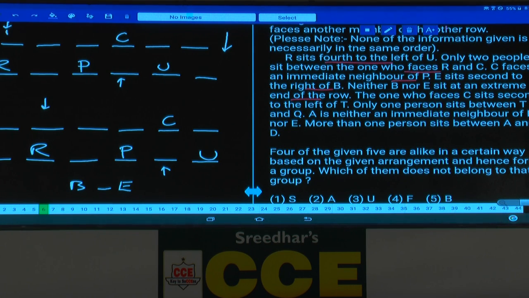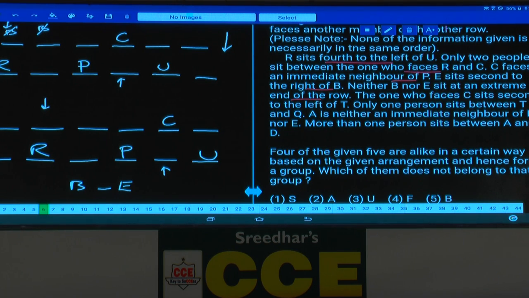Can B be here? B cannot be at this place because B and E cannot be at the end. Then can B be at this place? No, if B is here, then C and E must be in the same place, which is not possible. B cannot be here as well. Then, isn't it? Sorry, E sits second to the right of B.